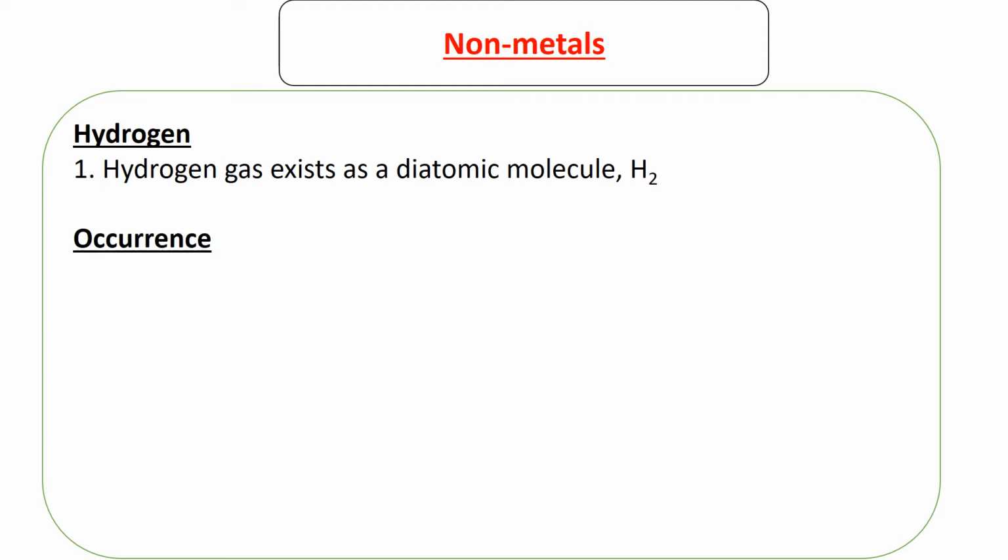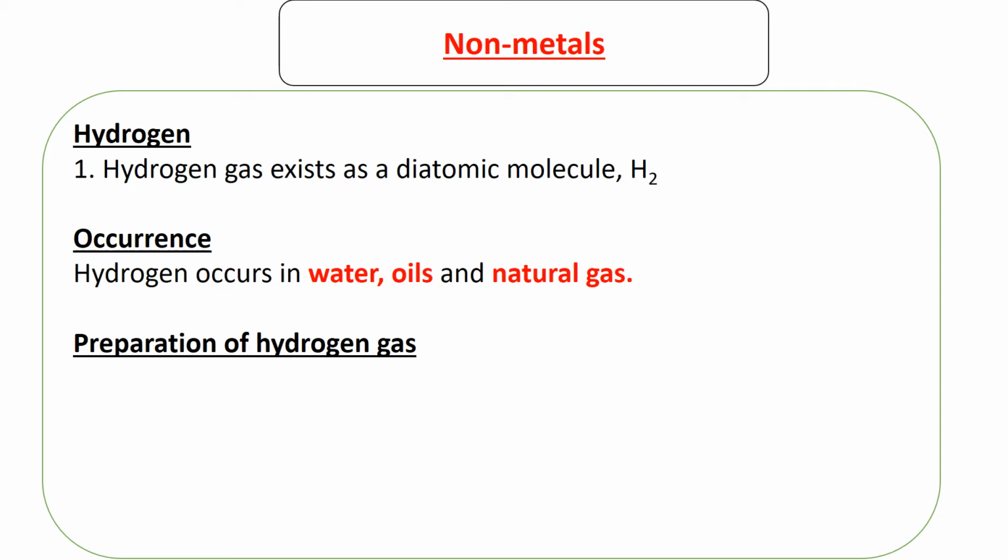So in nature, where can we find hydrogen? Hydrogen occurs in water. Water is made of hydrogen and oxygen as H2O. So whenever you have water, then you have some hydrogen there. It is also there in oils and natural gas.